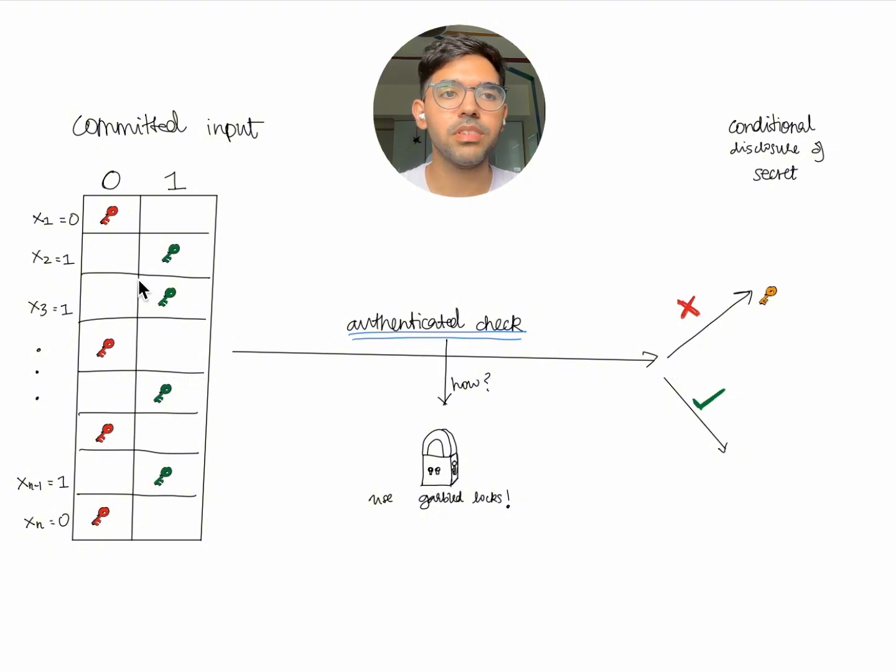In particular, we assign two keys for each bit of our input, red for zero or false, green for one or true, and the garbler commits to his input bits by sending one of two keys for every bit. For example, the garbler could commit to his input of 0 1 1 0 1 0 1 0 by sending the keys in this table. We denote the final secret, the one that is actually conditionally disclosed, as the golden key. And this is only revealed if the input fails this authenticated check.